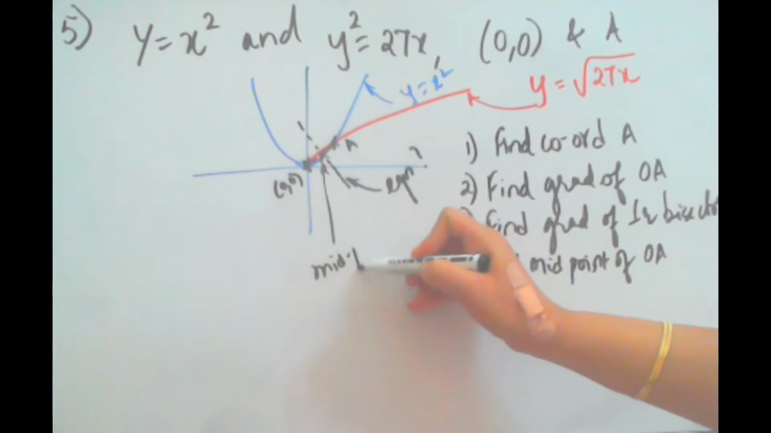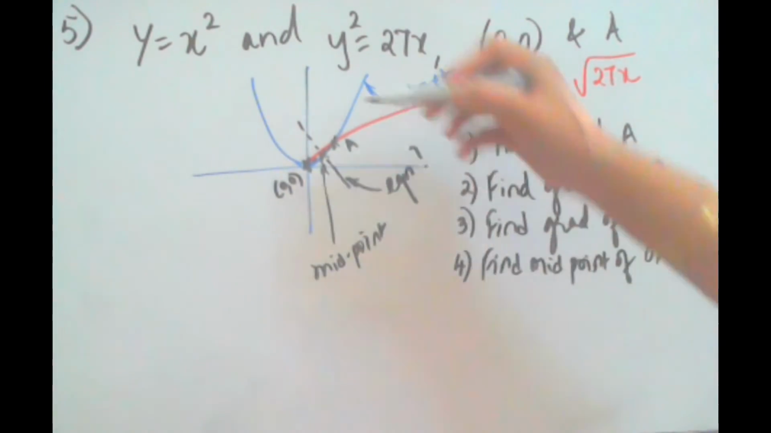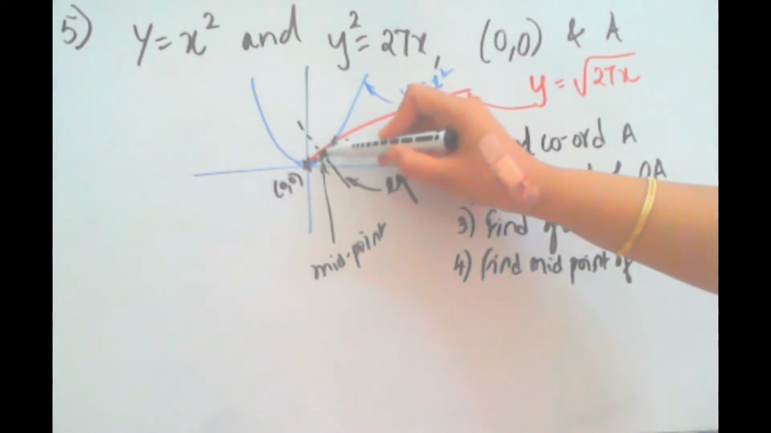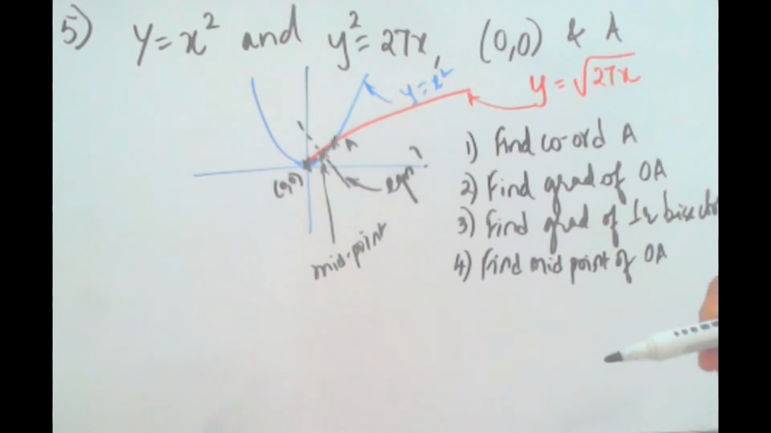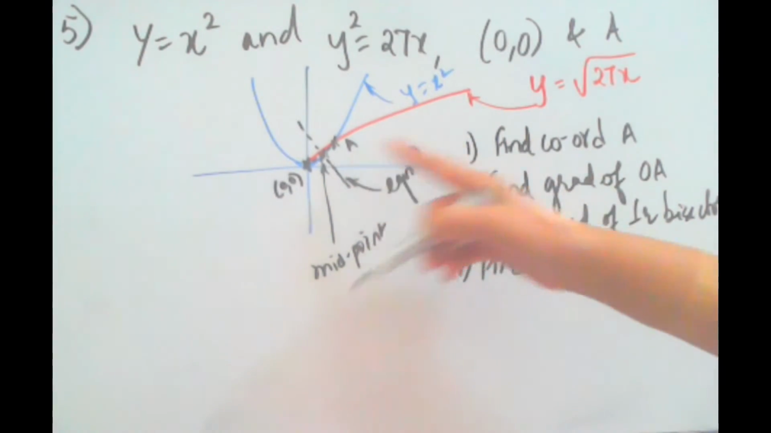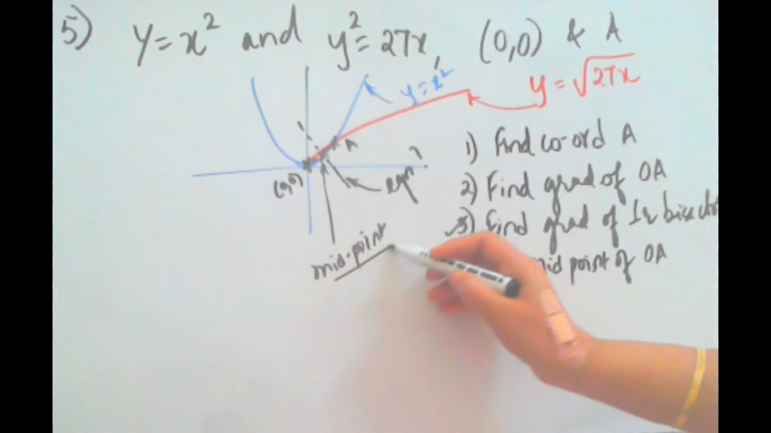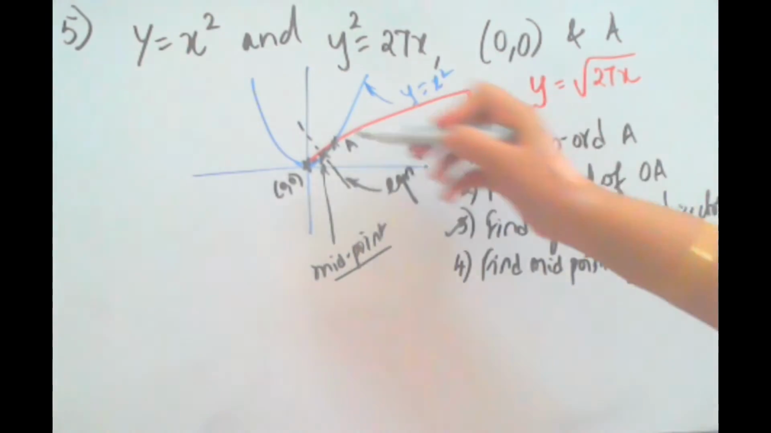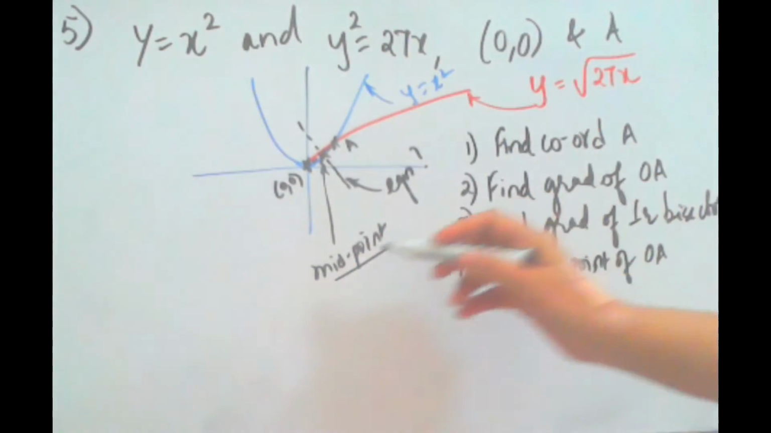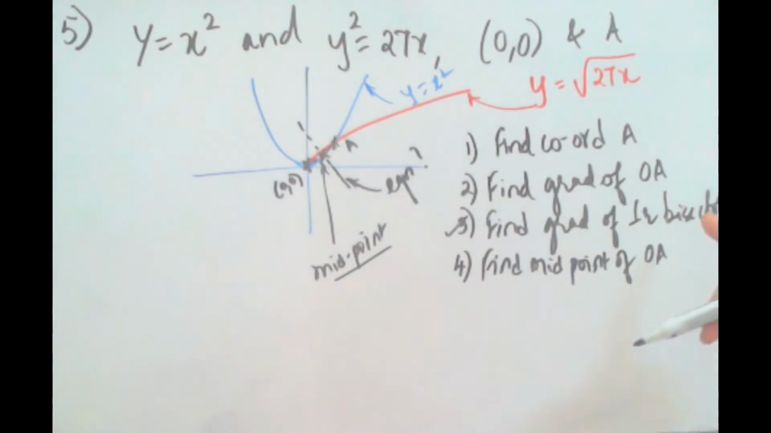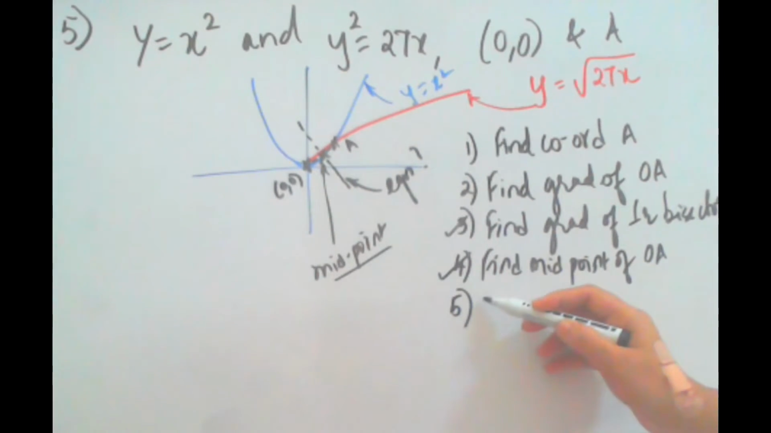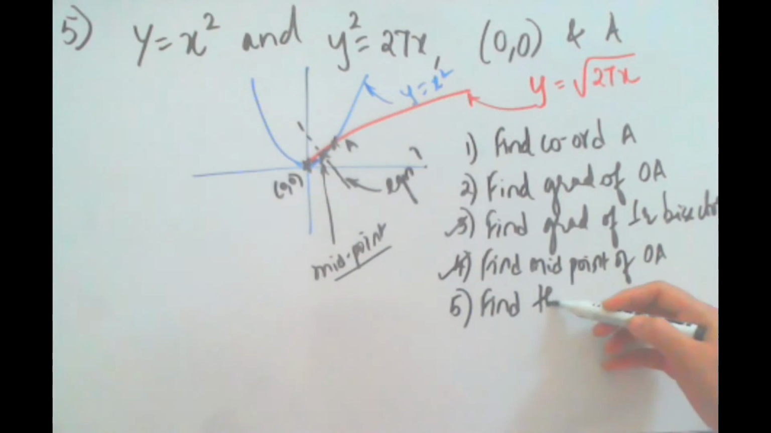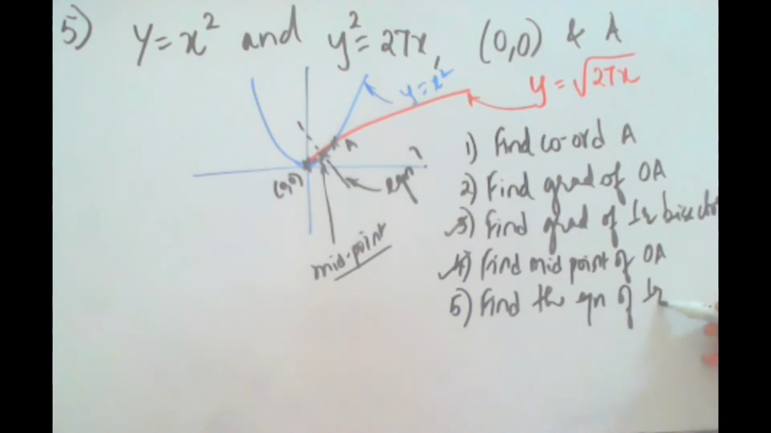Why do we need the midpoint? Because to find the equation of any line, we need one point on the line and the gradient of that line. So the gradient of the perpendicular bisector we found here in step 3. The midpoint of line OA is also a point on the perpendicular bisector. Bisector means it passes through the midpoint of OA. So this midpoint is a point on the bisector. So now we have the gradient of the perpendicular bisector. We have one point on the perpendicular bisector. So the last step will be to find the equation of perpendicular bisector.